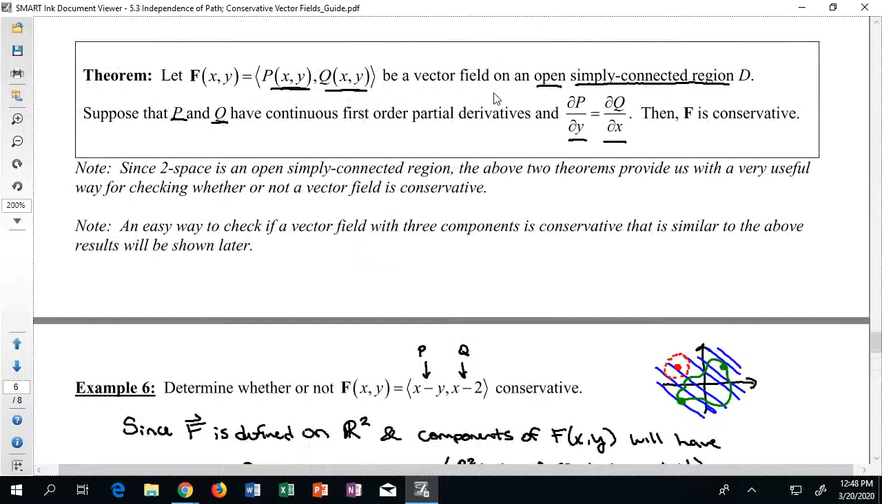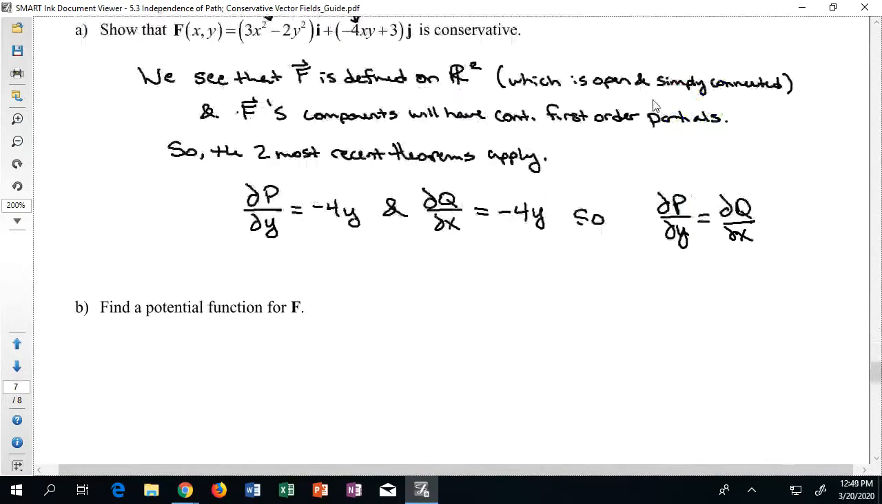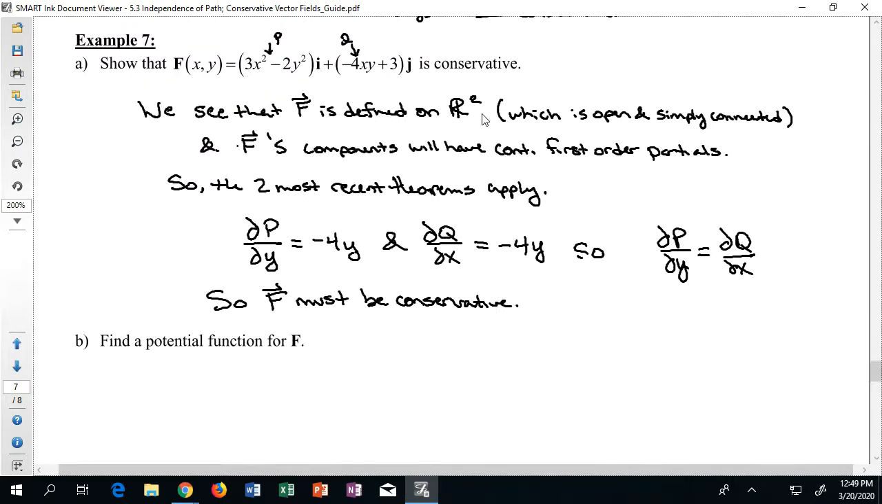This theorem said, if you have a vector field, it's got to be on an open, simply connected region D. That was our R2. Then, as long as we had continuous first order partials, which we did, and these two things came out equal, which they did, then we know F is conservative. So F must be conservative. Remember, that means that I should be able to find a little f function so that its gradient will be equal to this capital F.